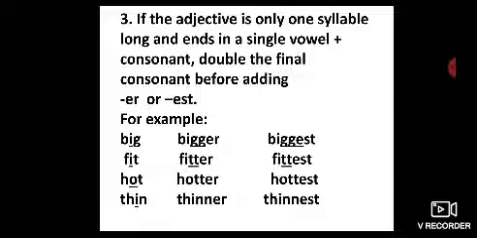Then the last, thin. I is the vowel, N is the consonant. To change into comparative, you have to double that. Thinner and thinnest. So in this way, you have to form the comparative and superlative.